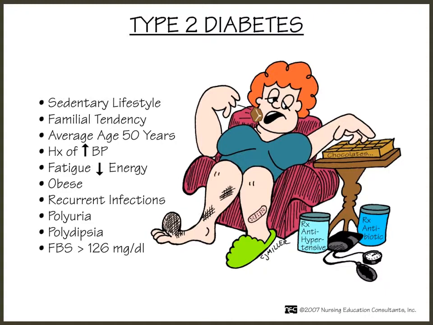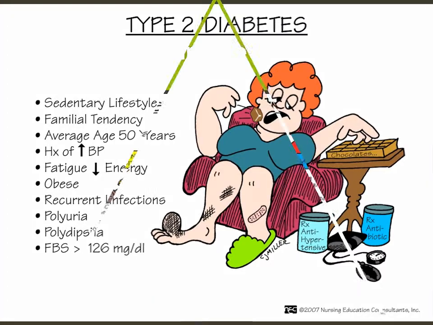This image depicts the clinical manifestations and lifestyle tendencies of type 2 diabetes mellitus. These are sedentary lifestyle, familial tendencies, and occurs usually at the age of 50. History of hypertension, fatigue, decreased energy, obese, and recurrent infections with antibiotic use, polyuria, polydipsia, and fasting blood sugar greater than 126.